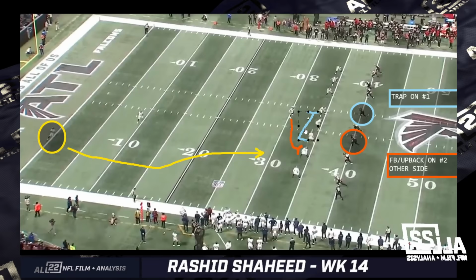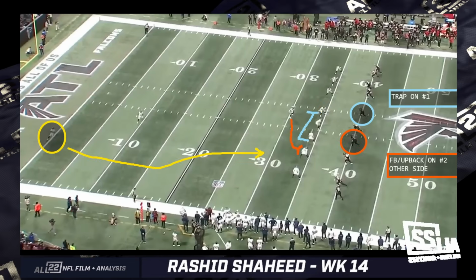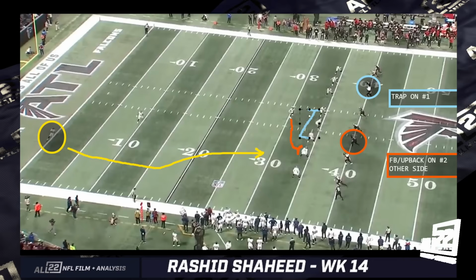I would consider this a cross block scheme. So as opposed to, let's say, a man scheme where everybody on their side is assigned to block the guy on their side, this is a cross block scheme. So the players on the bottom side of the screen, a couple of them, at least one here, are assigned to block someone on the opposite side. Remember, this is the number 1, 2, 3, 4, 5.